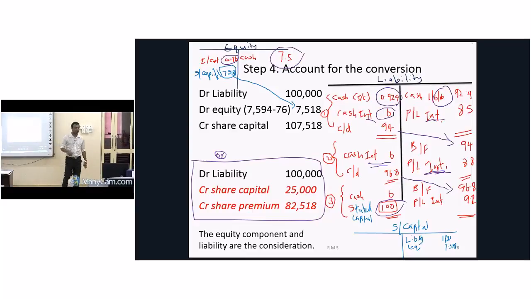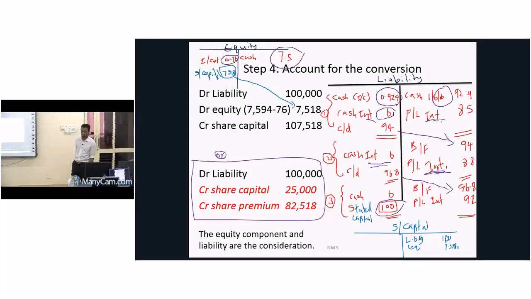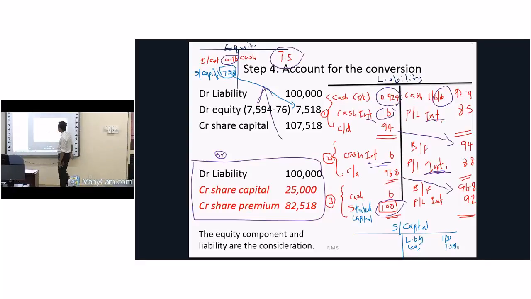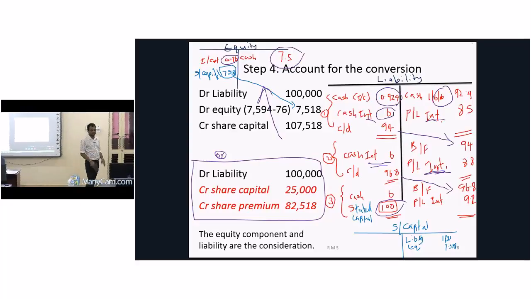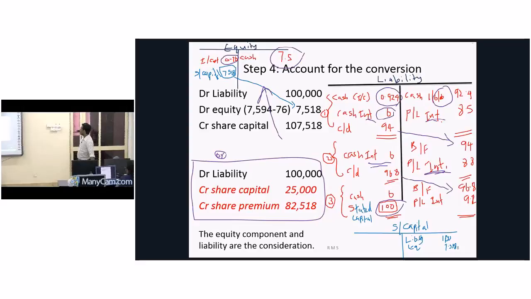Now what do we do with this 100? You convert it into equity shares. Look at the double entry here. Liability account debit 100. The equity account balance is 7000 something after subtracting the issue cost. Then 7518 equity credit and share capital credit. Share capital will be 107518.